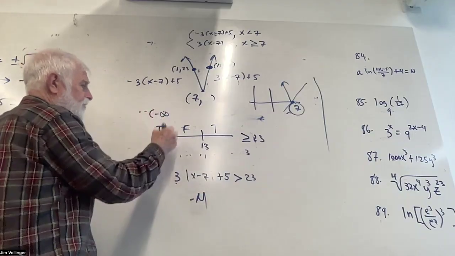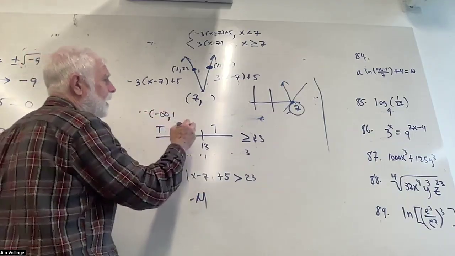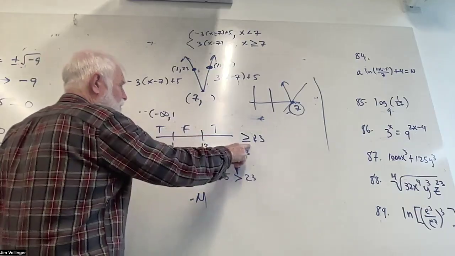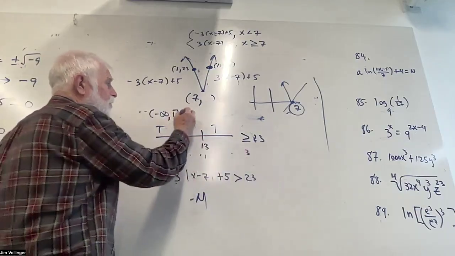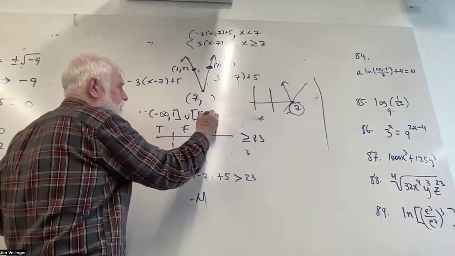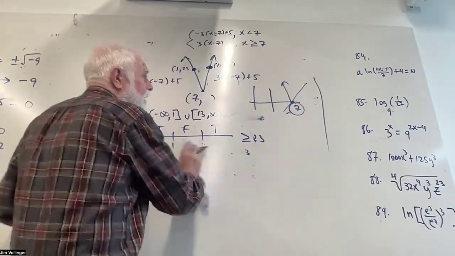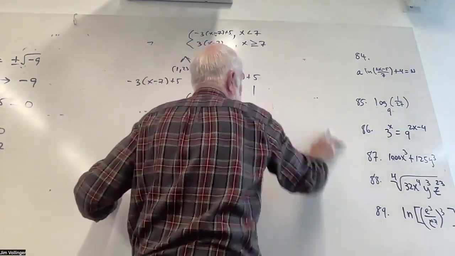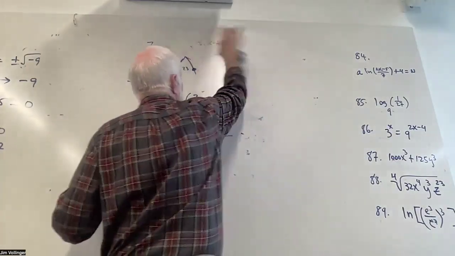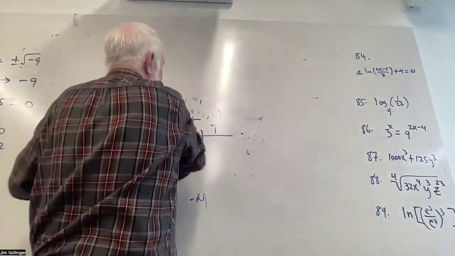Negative infinity to 1. And I also said equal to, so 1 works. Union 13 works to infinity. Okay, well, now we're getting down to the end here. Let me get rid of this. All right. Catch my breath.